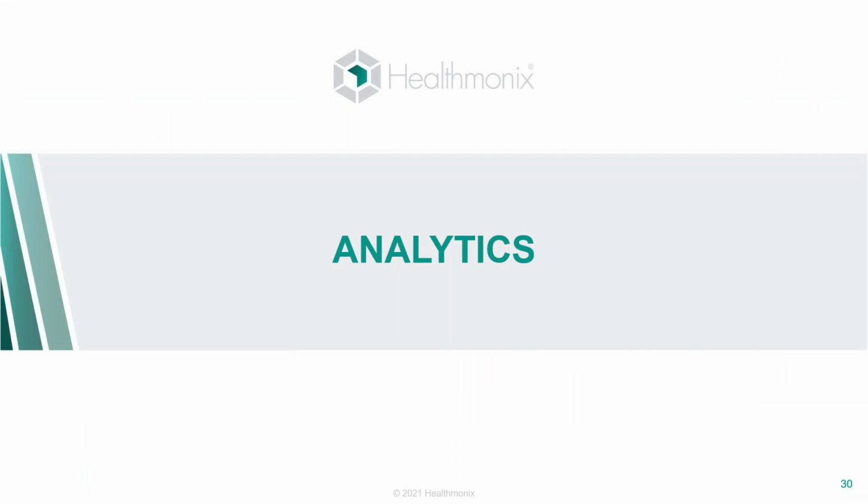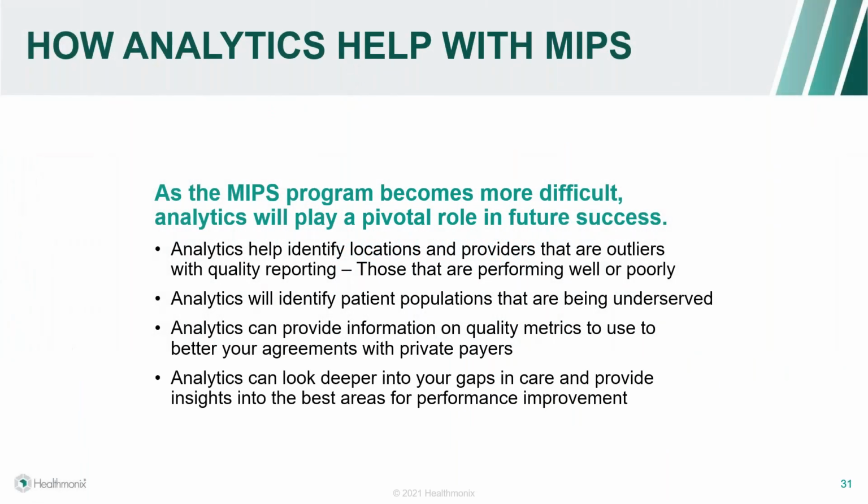Now we're going to take a little look into analytics and how analytics can help you. As the MIPS program becomes more difficult, being able to dig down deep into that data will play a pivotal role in future success. Analytics help identify locations and providers that are outliers. It's a really important ability to take a look at: do you have underperforming providers? Do you have ones that are doing well and that can help you with the others? Or take a look at how they are working from a workflow standpoint, and see whether you can work with them to change those workflows in the other providers.